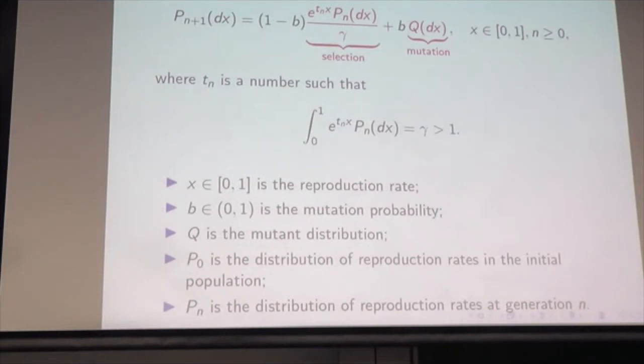So this P should be, say, the fraction of cells with reproduction rate from x to x plus dx. That's right. A bit confusing. I would put P as a function of x rather than a function of dx. Am I right? I'm not sure. If you have a density, you can write it like f(x) dx, the probability density function.